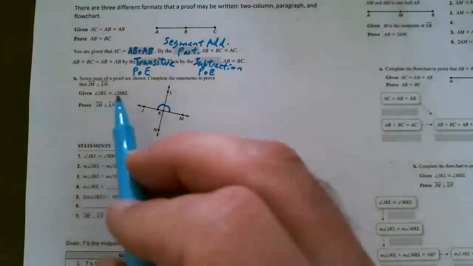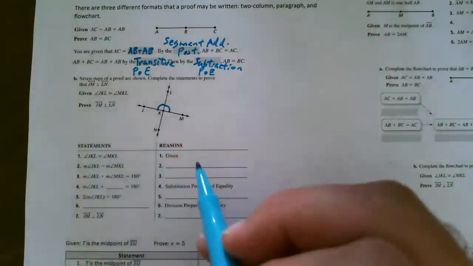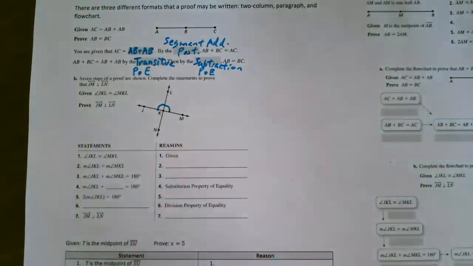So the first thing though, always starting off with some type of given statement. So that's where we started this one. We have our angle JKL is congruent to angle MKL. That was given to us. So that's the very first line, given.